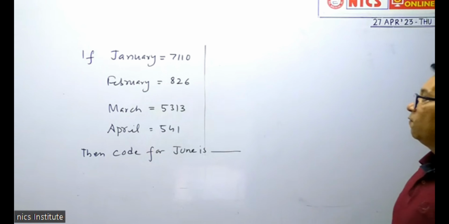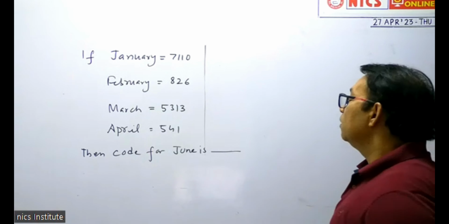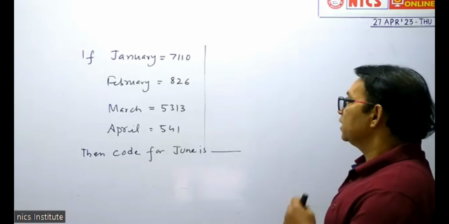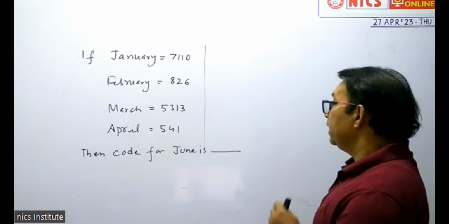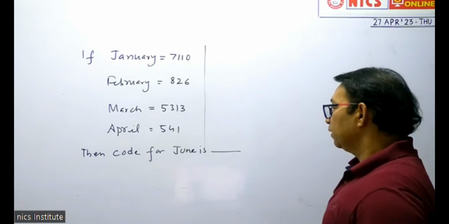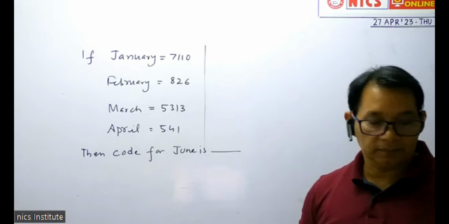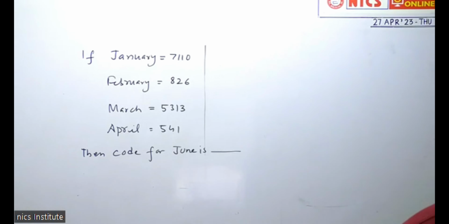January code is 7110. February code is 8226. March code is 5313. April code is 541. And the code for June is? First you decode and then you get the code for June.